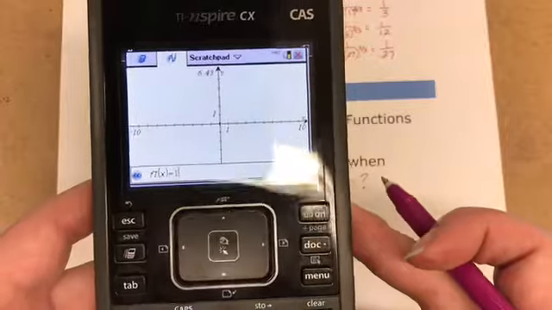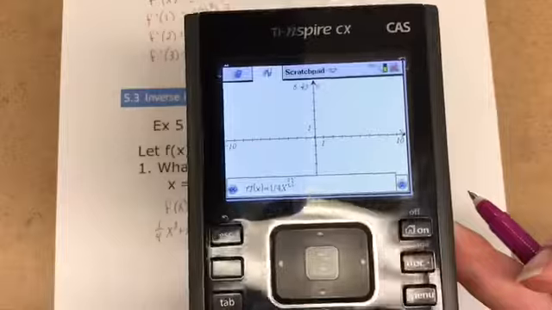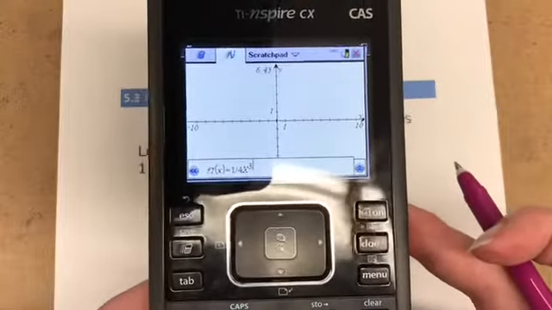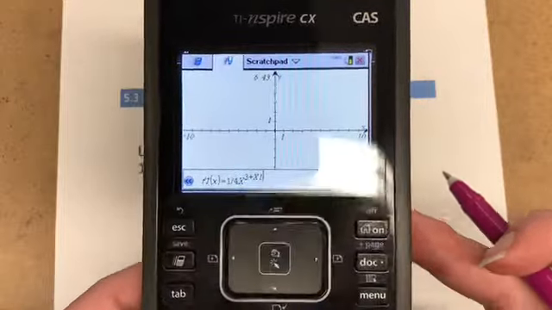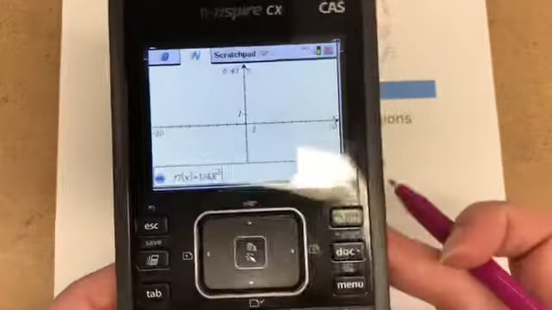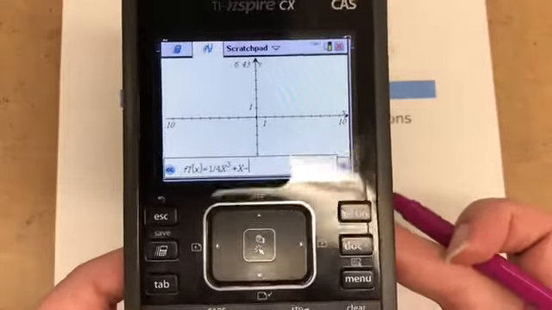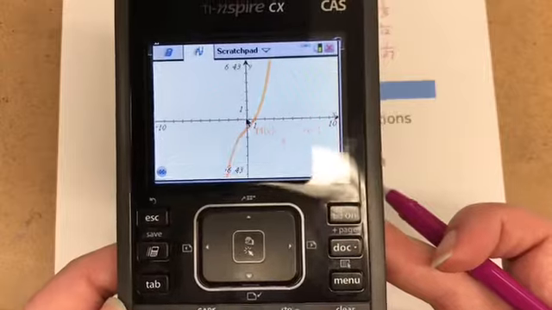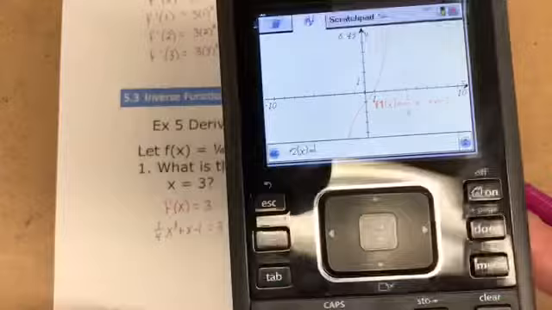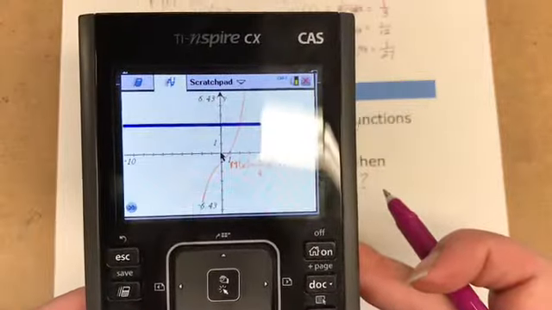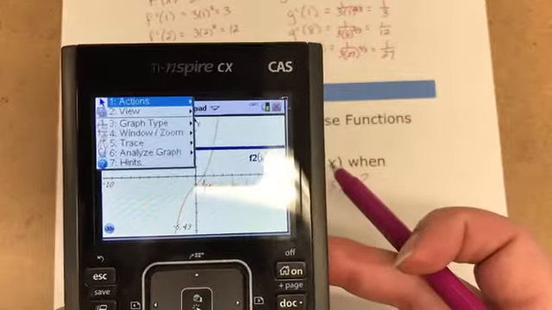So I will graph 1/4 x cubed plus x minus 1, and then I will also graph f of x equals 3. And I want to find out where do these two functions cross, where do they intersect.